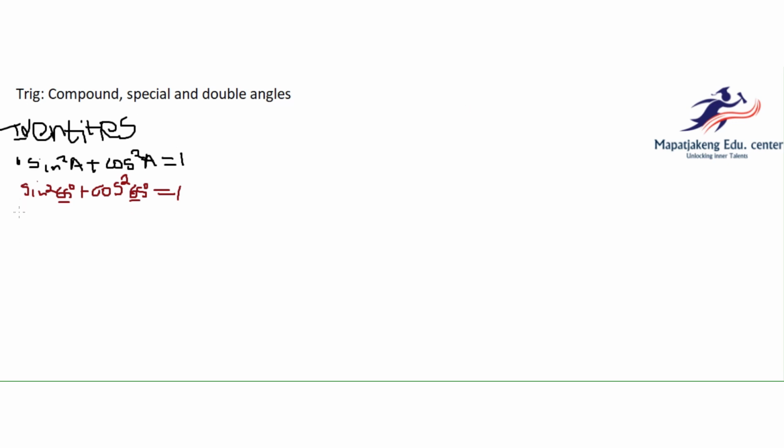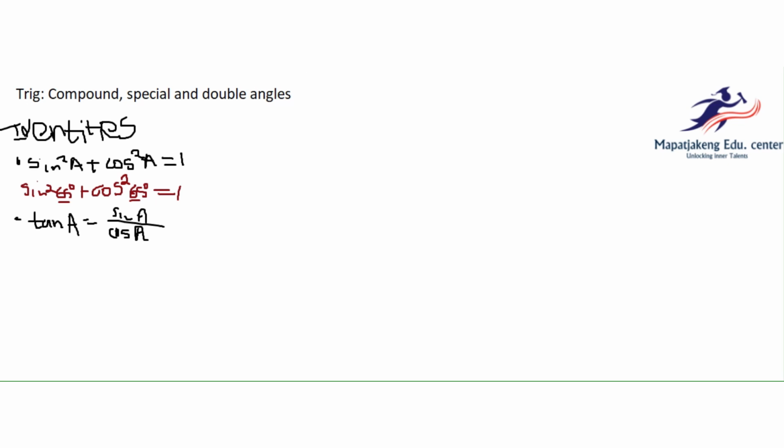And another identity is that general one, whereby it tells us that tan A always equals sine A over cos A, A being any number or any degrees, any angle. Then those are our identities which we need to be careful of.